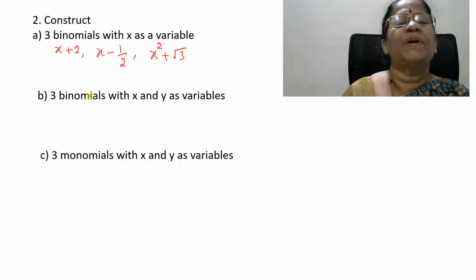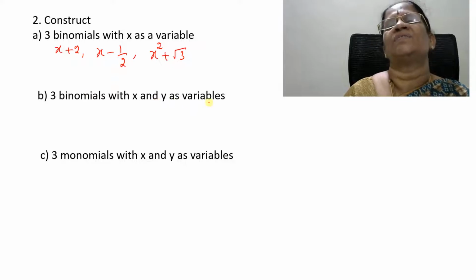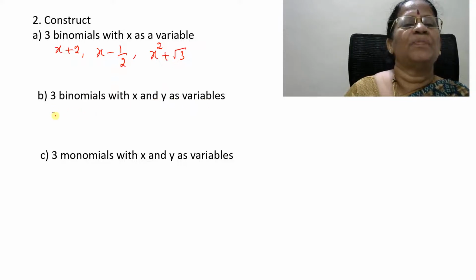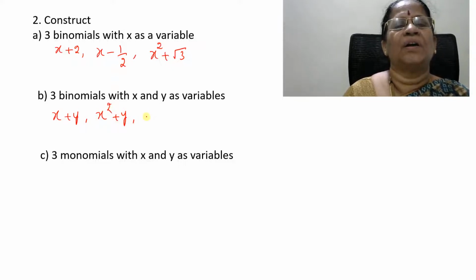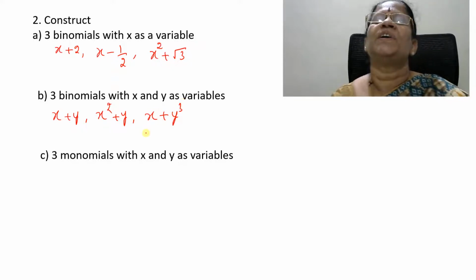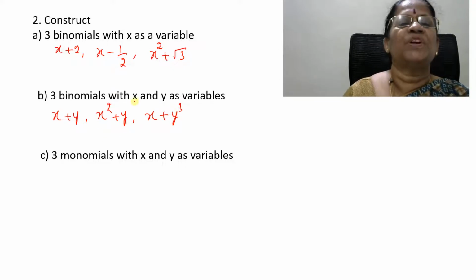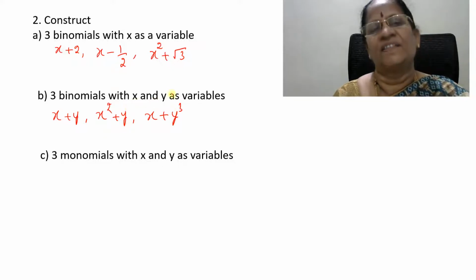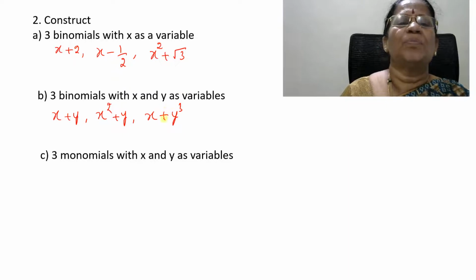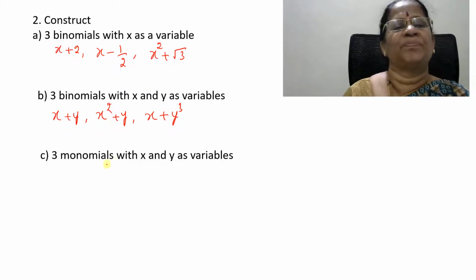Next, three binomials with x and y as variables. So, it may be x plus y or x square plus y, or it is x plus y cube. So, whatever may be the exponential power of the variables, you need to use x and y as the variables. You can put minus sign also in between, no problem.